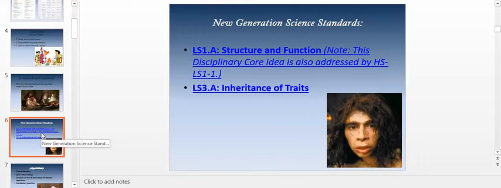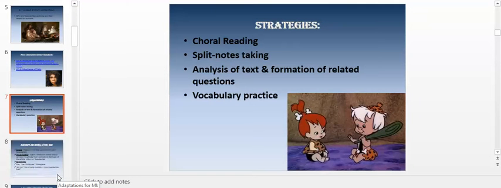The Next Generation Science Standards that have been met within this class framework are LS1.A and LS3.A. Talks about inheritance and traits, DNA, evidence, and how it relates to human history. So the strategies that were implemented in this class was choral reading. I also used split notes taking. I guided students to analyze the information in the text in order to form a relevant question, and we did practice vocabulary.